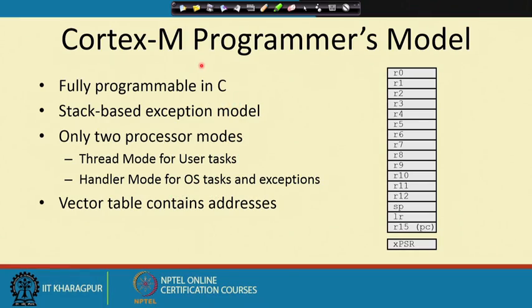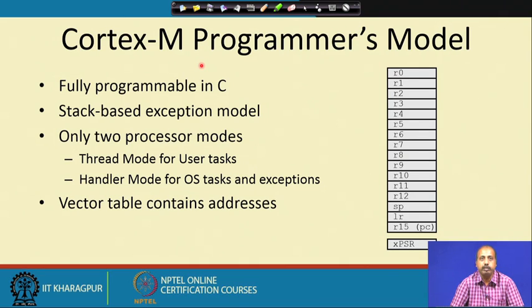There are only two processor modes. One is the user mode and another is thread mode, that thread mode or user mode, where user tasks will be executed, and the handler mode for OS tasks and exceptions. So, instead of 6 modes we have got only 2 modes, and the vector table will contain the addresses for those exceptions.